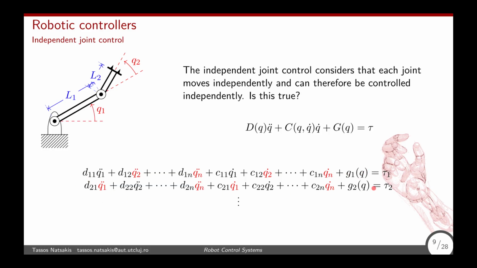It's the same thing for the second joint, right? I have dependence on the first acceleration and the nth acceleration and velocities on the movement of the first joint. So joints do not really move independently, completely, right? As I'm trying to demonstrate here.